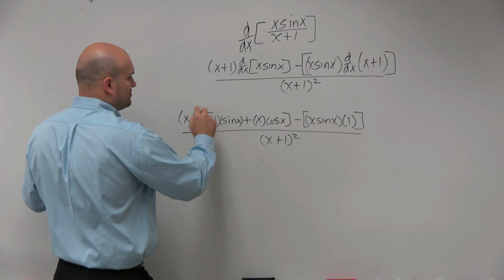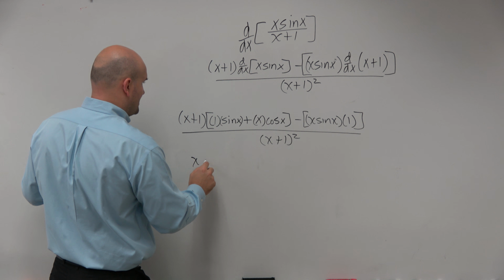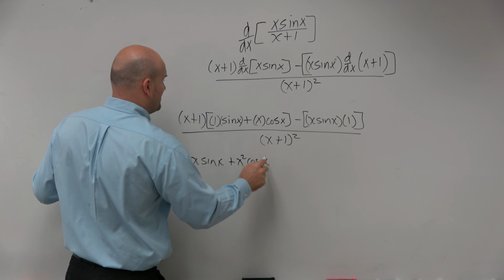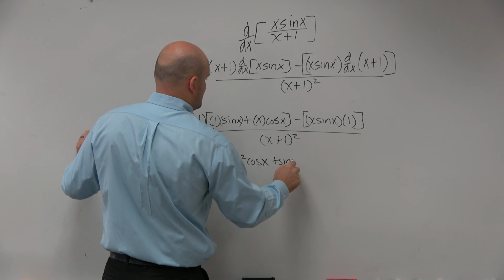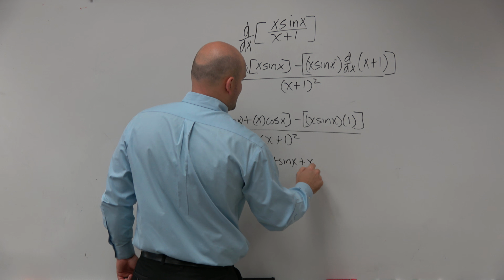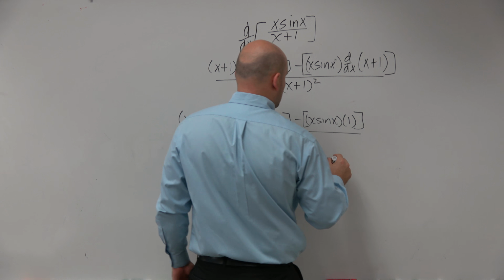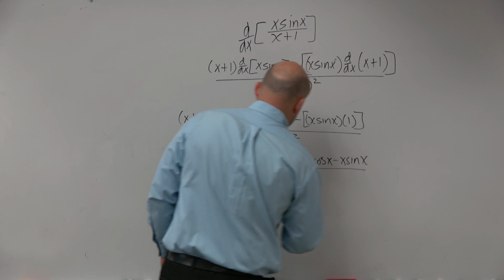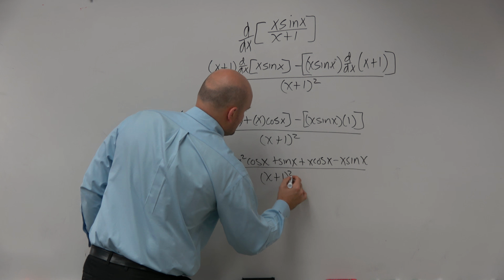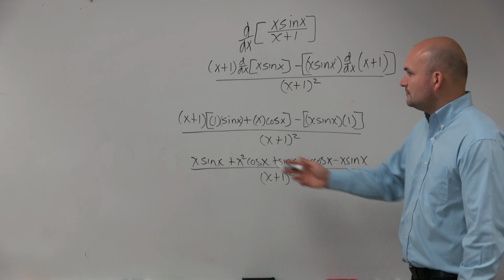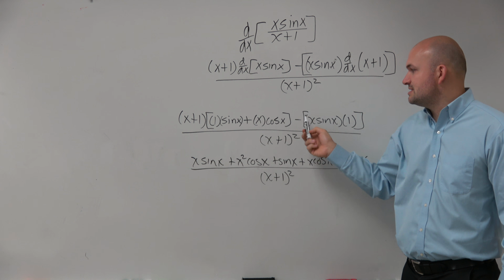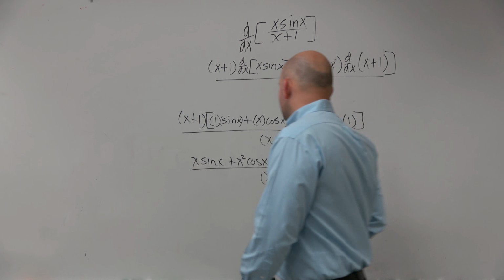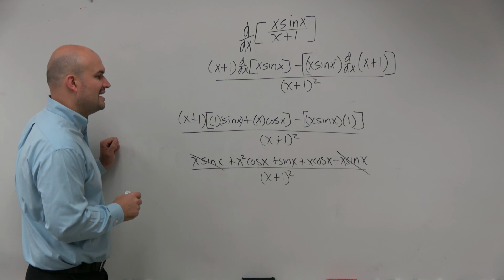So therefore, I'm going to distribute this x here. So therefore, I'll have x sine of x plus x squared cosine of x plus sine of x plus x cosine of x minus x sine of x all over x plus 1 squared. All I did was multiply the x plus 1 times the sine of x plus cosine of x, and that got me that product. But the important thing is that sine of x and negative sine of x now divide out.